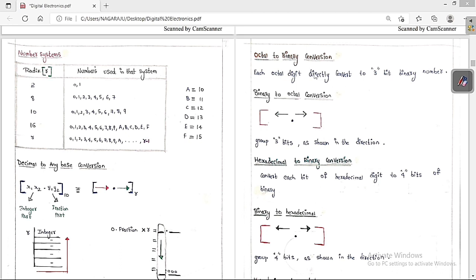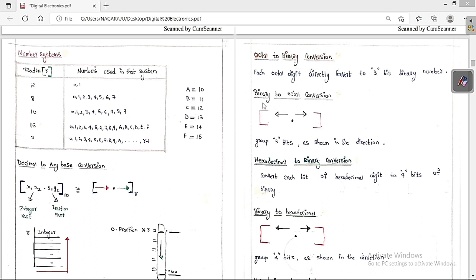This is the way that we convert an octal number to binary. Whatever the octal number is, just convert each digit into a 3-bit binary number. Then if you put all those values together, that is the binary representation of the corresponding octal number. Each octal digit directly converts to a 3-bit binary number, and the collection of all these is the binary number. This is the way we convert octal to binary.